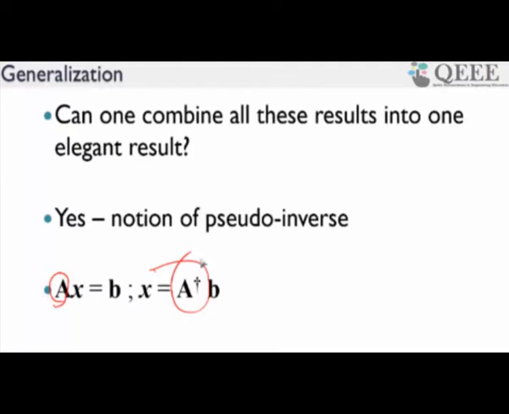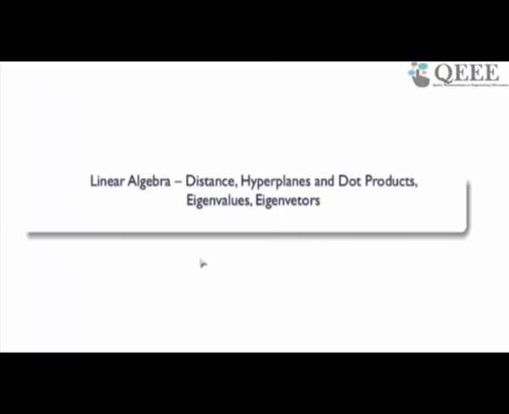So this is some basic equation solving in linear algebra that is very, very useful in data science problems, because in data science problems we are largely looking at how to find out relationships among various variables. Okay, so I'm going to go on to the next aspect of linear algebra, which has to do with the notions of distance, hyperplanes, dot products, and so on.